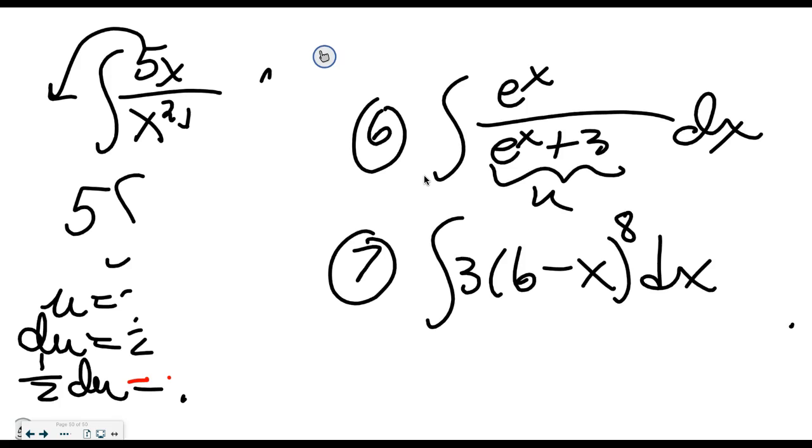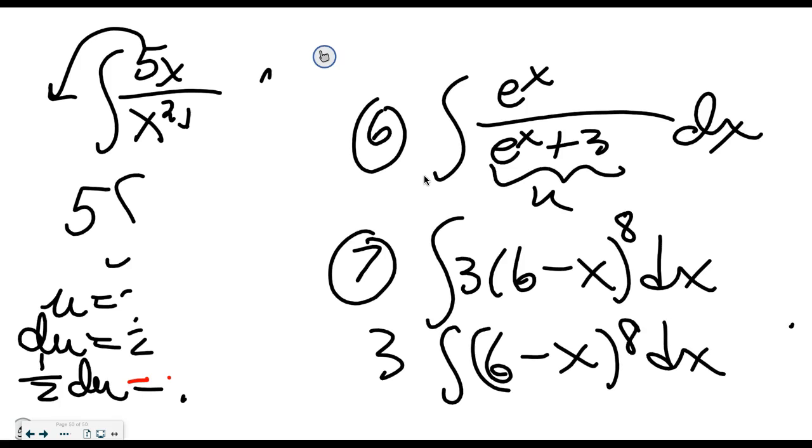What would I do if you say write 6 minus x 8 times and FOIL and distribute and distribute, and then combine like terms and then anti-derivate every term? You will get the right answer. Right? But 3 out front. Who's u? 6 minus x. Does it need a fraction correction? What? A negative 1. Exactly. This is u to the 8th.